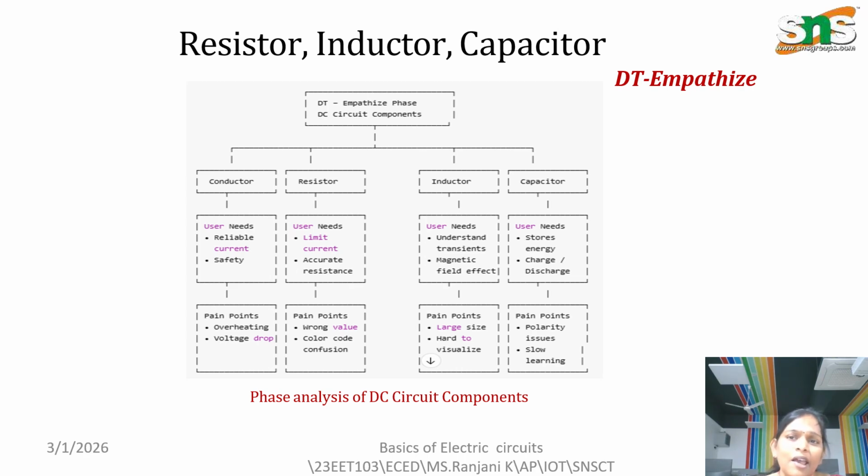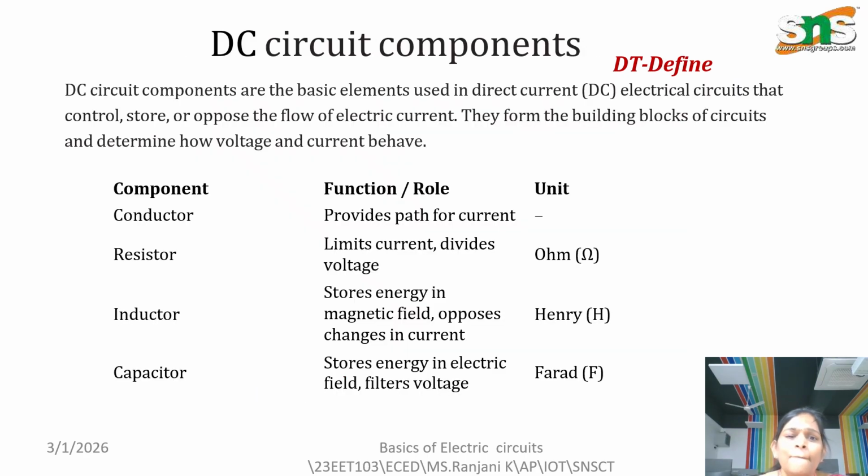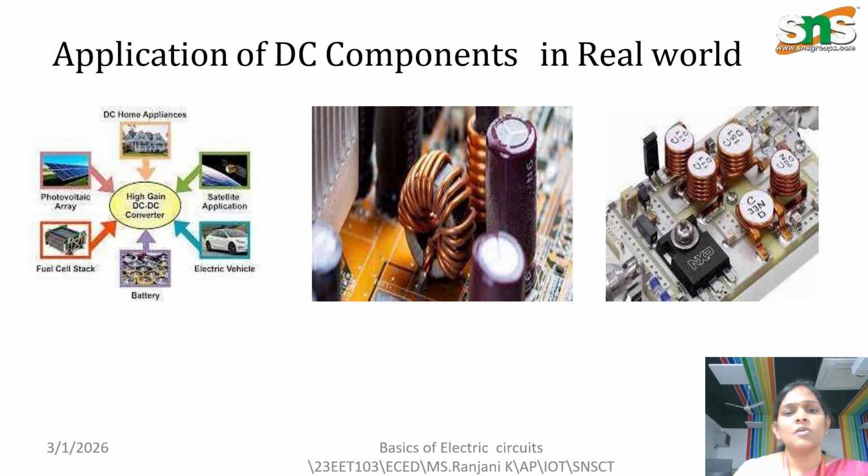Let us see some real world applications. These components are used everywhere. Resistors are used in LED circuits and voltage dividers, inductors in power supplies and motors, capacitors in filters and timing circuits, and conductors in wiring systems. This diagram shows how an inductor, a resistor, a capacitor and conductors look.